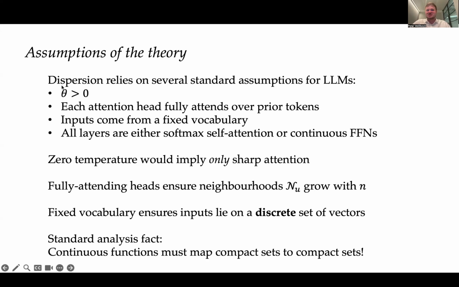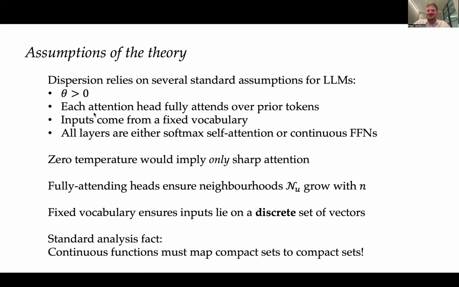So the 4 key assumptions are: first, temperature is non-zero. Obviously, if temperature is 0, then it's just max and it's going to be sharp always, but you don't always want that. There is the assumption that each attention head fully attends over prior tokens, so that you have a fully connected causal graph, effectively. That your inputs come from a tokenized vocabulary.